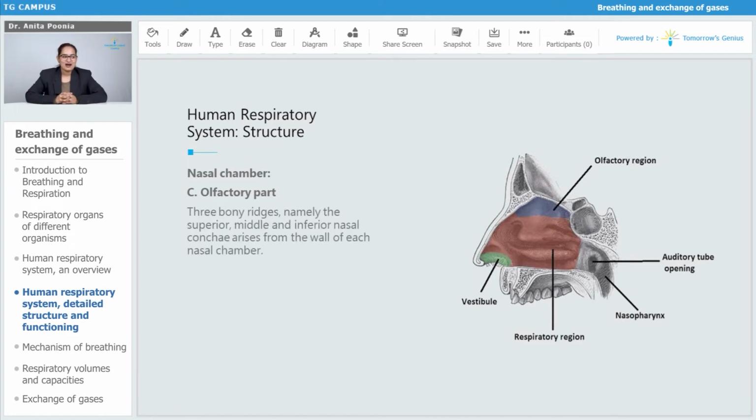Three bony ridges, namely the superior, middle, and inferior nasal conchae, arise from the walls of each of the nasal chambers. The nasal conchae increase the surface area of the nasal chamber for better air conditioning.